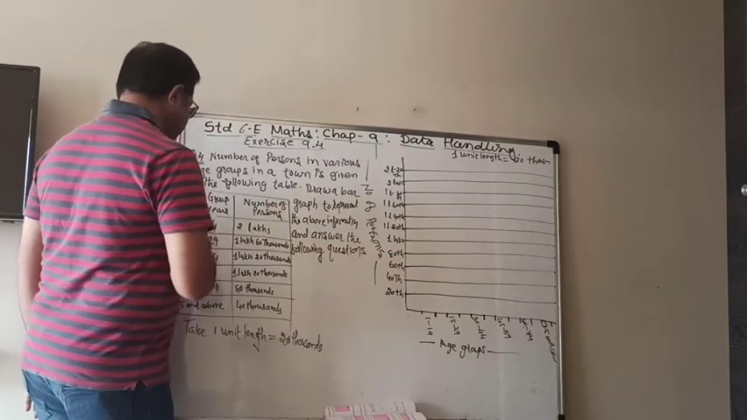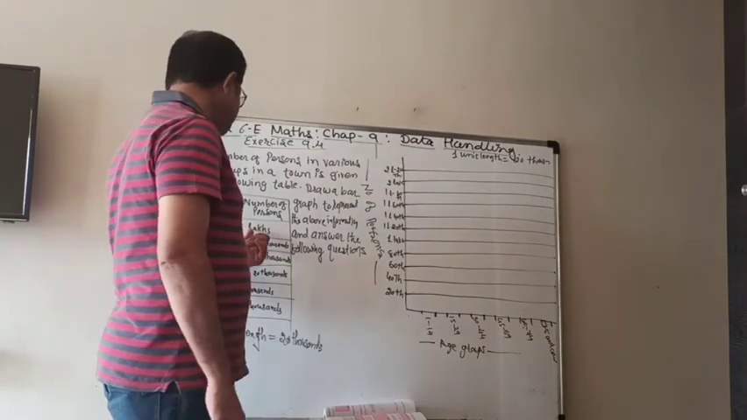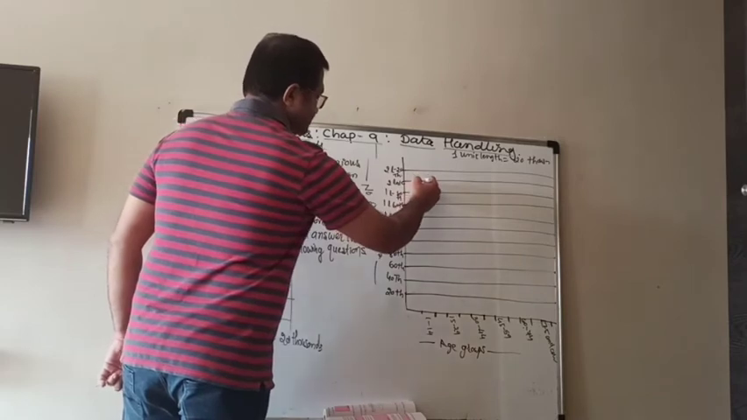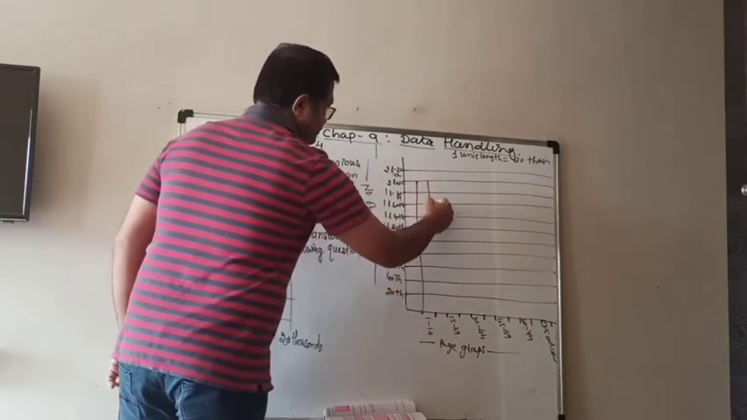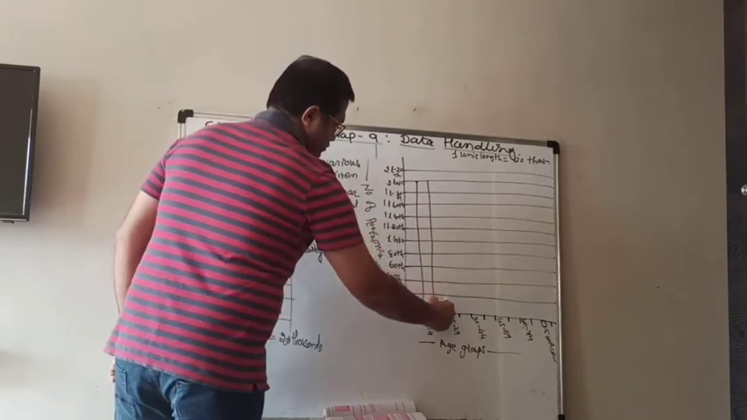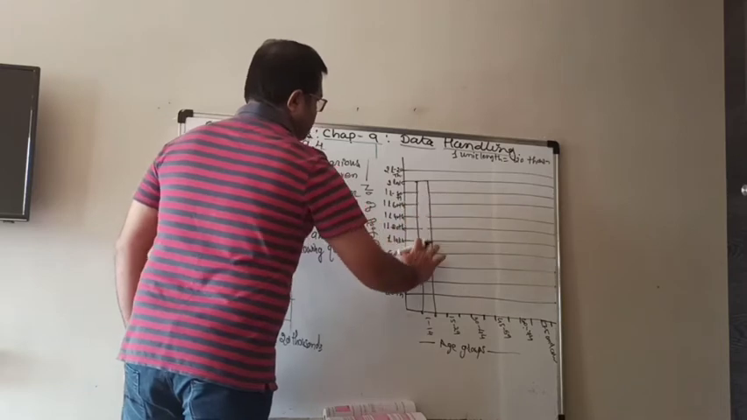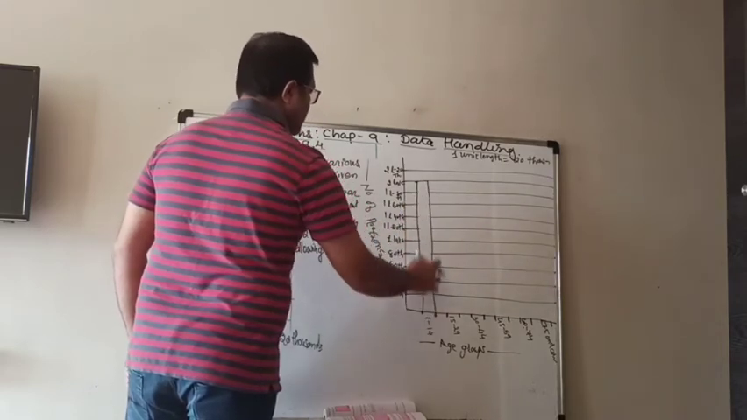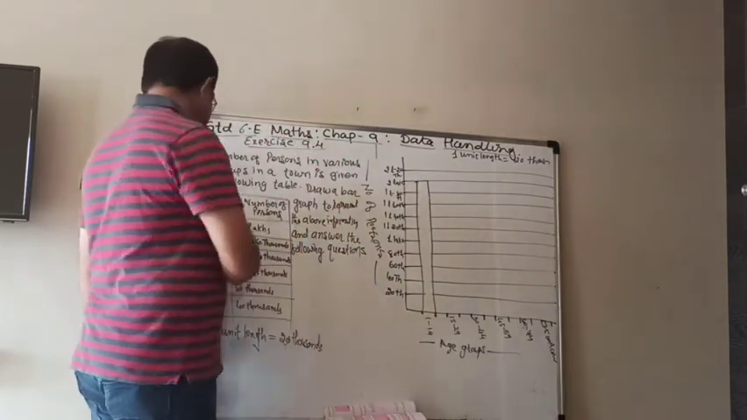So now the first age group is 1 to 14 years. How many people are there? 2 lakhs. So here 2 lakh is here. So we have to draw that bar. So that is our bar for the first age group of 1 to 14 years. There are 2 lakh people here.